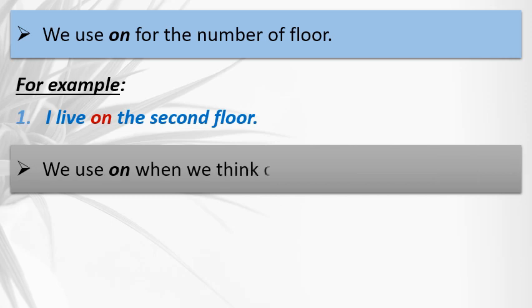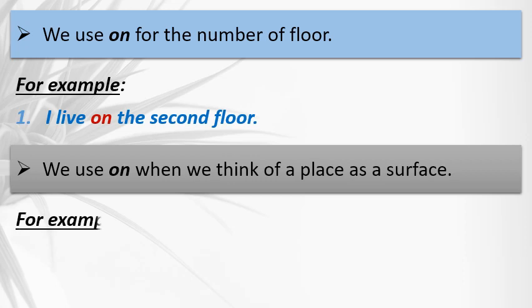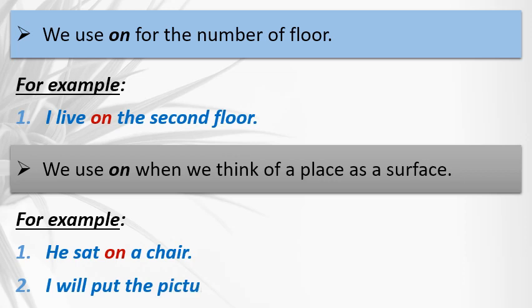We use on when we think of a place as a surface. Surface means prepositions in this group indicate that the position of an object is defined with respect to a surface on which it rests. So, let us see some examples to clarify this point. Number 1, he sat on a chair. Number 2, I will put the picture on the wall. So, it treats the chair or wall as a surface upon which another object, pronoun or noun is placed.